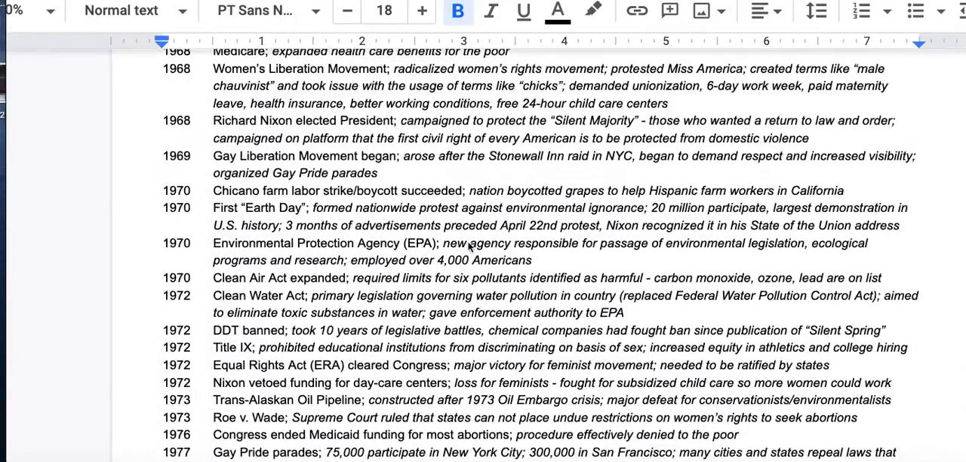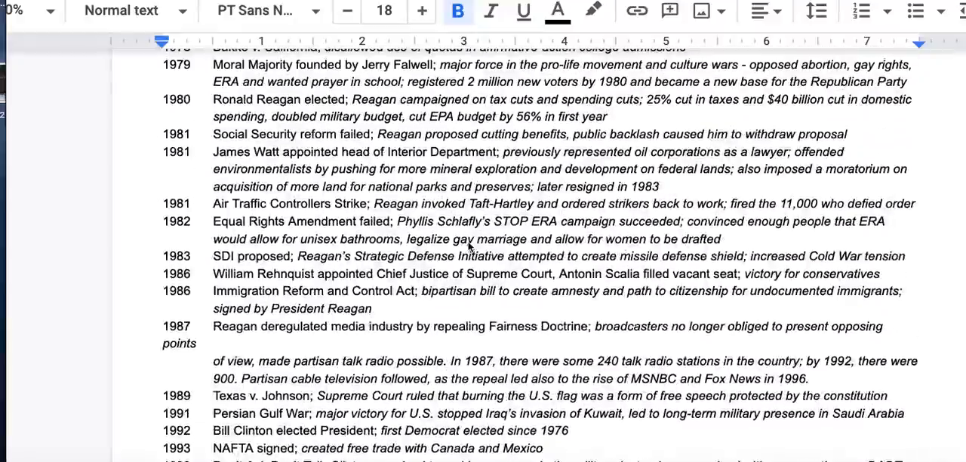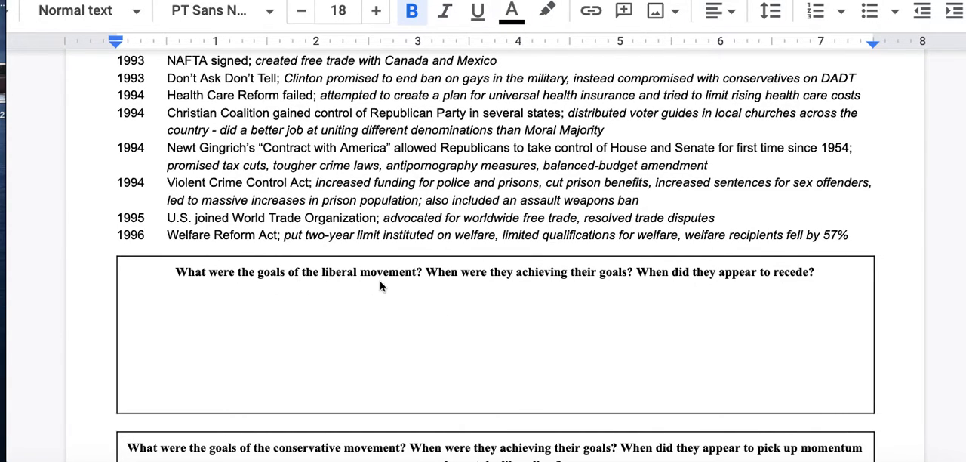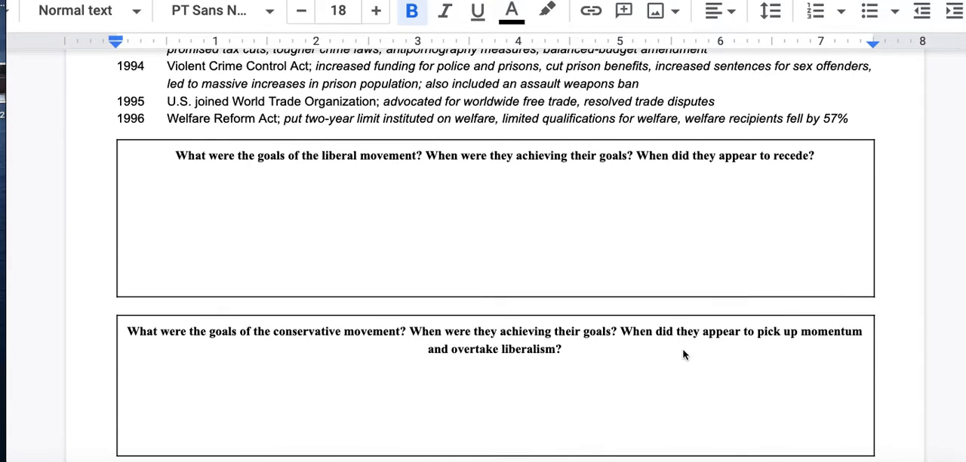And then what I want you to do is go down through the timeline, okay? And then we're going to say, what were the goals of the liberal movement? When were they achieving their goals? When did they appear to recede? In other words, when did they start achieving their goals? And when they stopped achieving their goals, when did it stop? What year? Okay? The same thing for the conservatives.